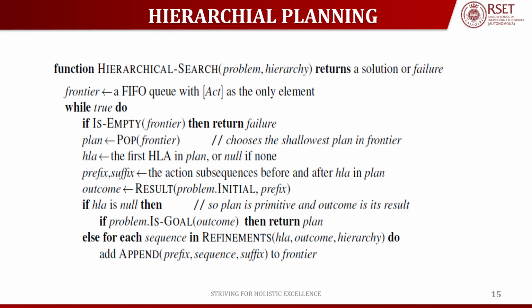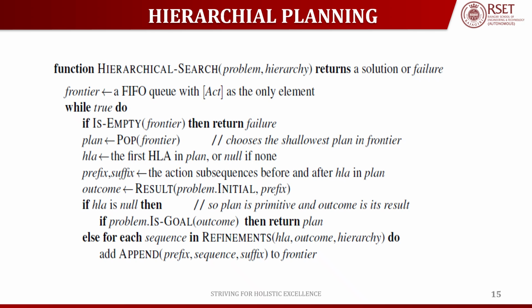Okay. And now we can see the initialization with the frontier. That is frontier FIFO queue with the initial plan as the only element. So we are starting with the initial abstract plan. For example, if your plan is the goal action. Okay. And next one is while true do. That is the main loop. Okay. And next one is if is empty frontier, then return failure. If nothing is left to explore, then planning has failed from our side.